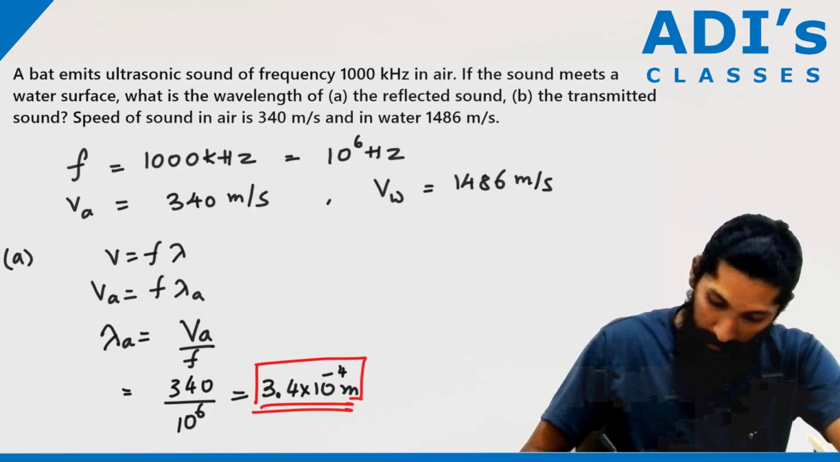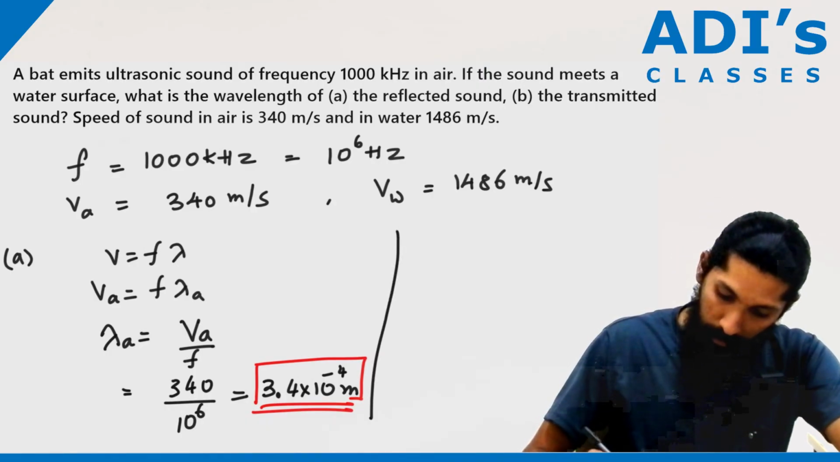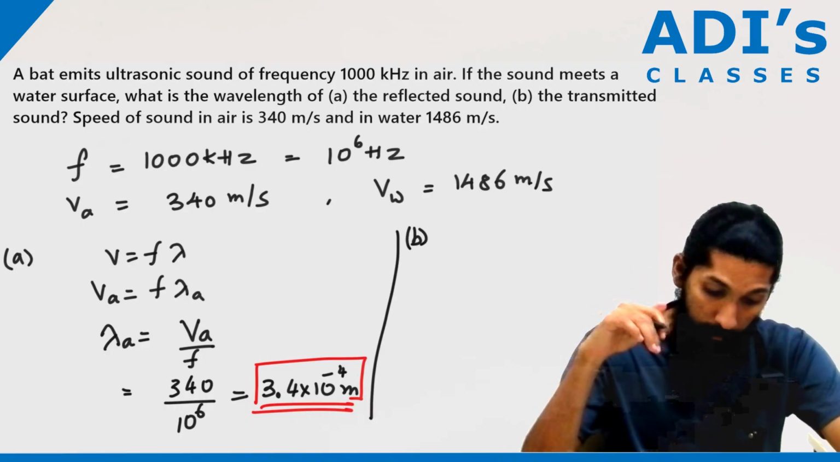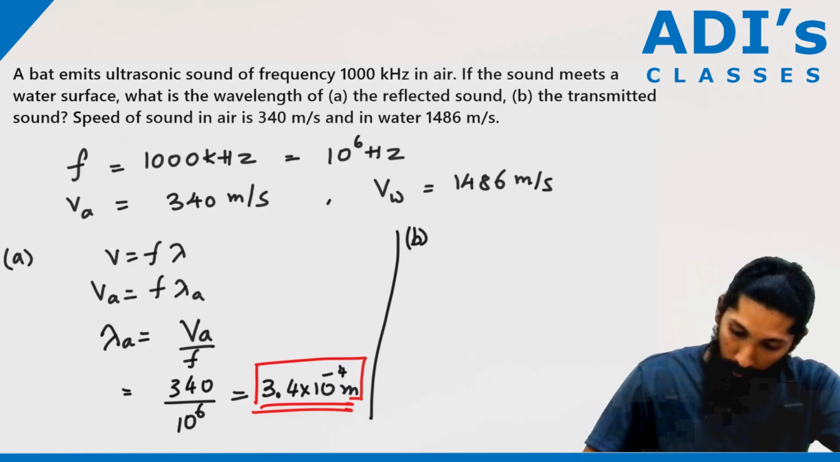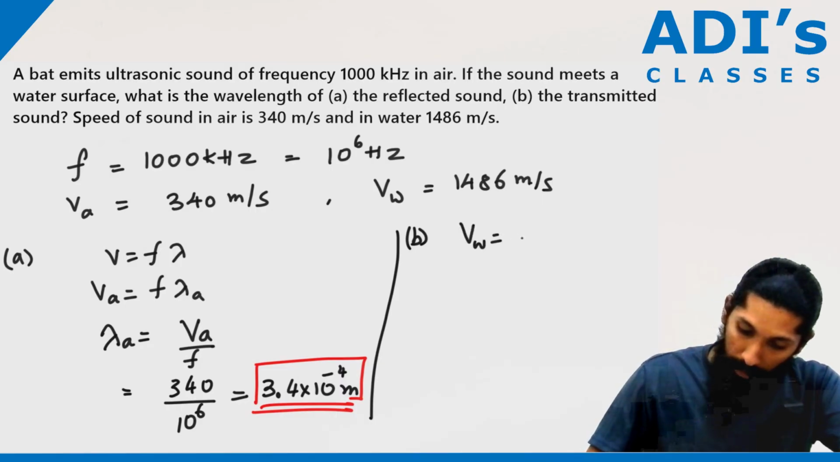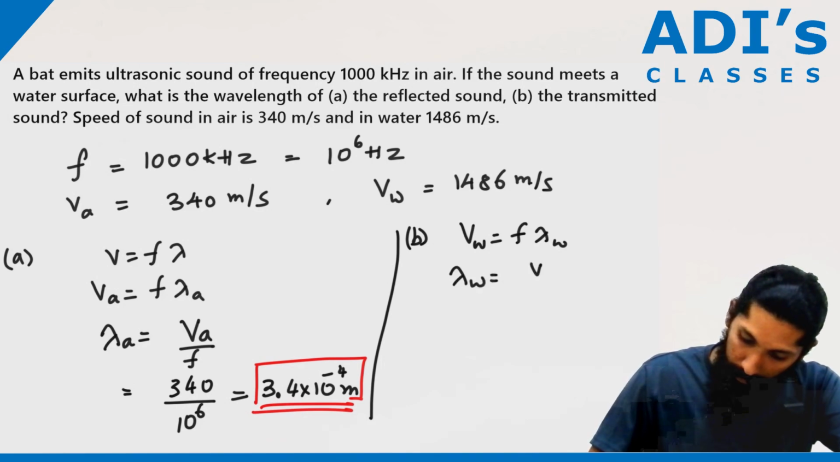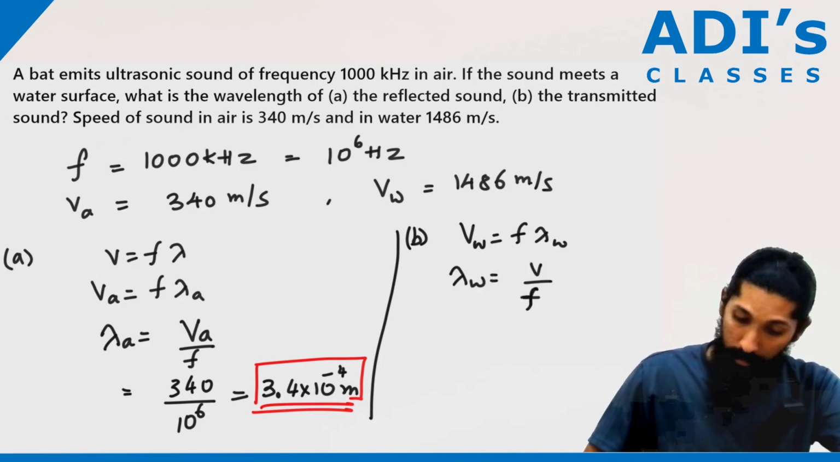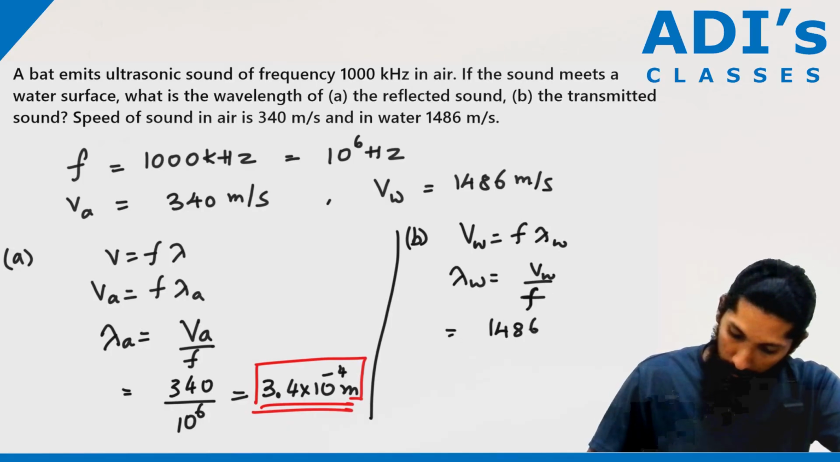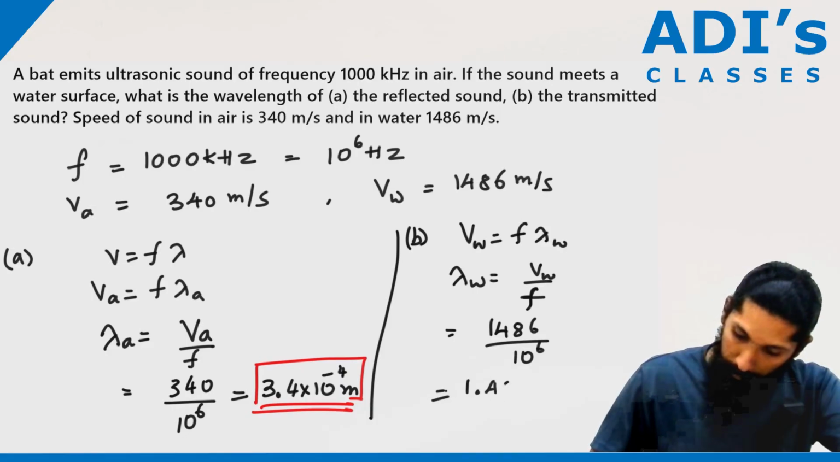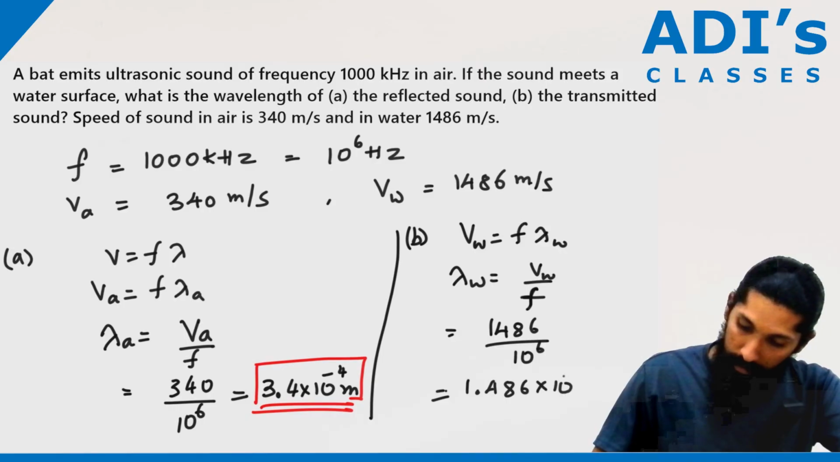Alright. Now for the second sub question, for B, the wavelength of the transmitted sound. So for transmitted sound, again, velocity of the water is frequency into lambda of water. Lambda of water is V divided by F. So you are going to have 1486 divided by 10 power 6, which gives us an answer of 1.486 into 10 to the power of minus 3 meter. This is going to be the answer for the second sub question.